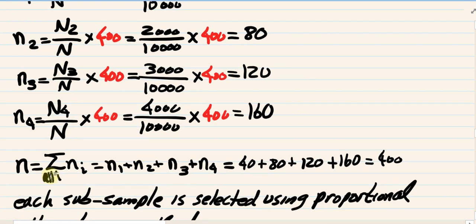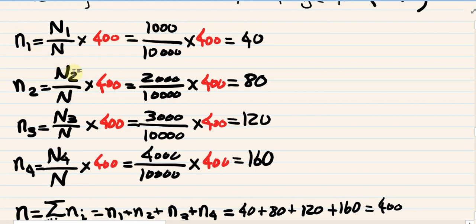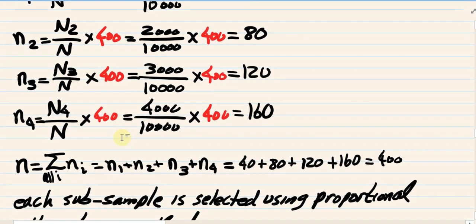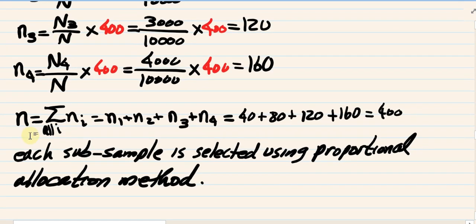So the sum of individual samples here you have for all i, where subscript i means the index. 1, 2, 3, 4 means first, second, third, fourth subgroup or stratum. So there you go. If you add up all the numbers, I get 400. Sometimes you may get into rounding issues. You just have to compromise, offset a little bit. But in this case, there is no rounding. Everything worked out perfectly. So each subsample is selected using proportional allocation method.